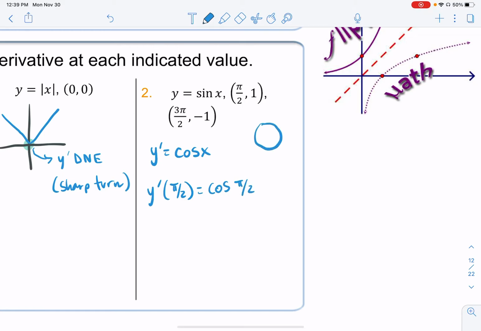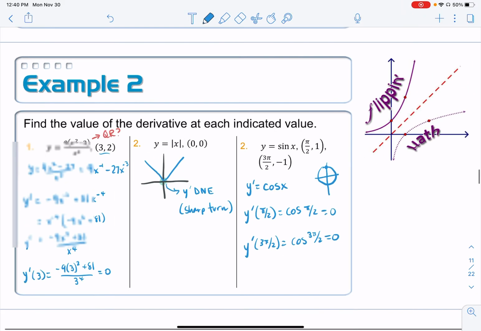Draw a little unit circle here. Pi over 2 is right there. And the value of the x-coordinate there would be 0. You seen a common theme here? So y prime of 3 pi over 2 is the cosine of 3 pi over 2. So 3 pi over 2, this time it's going to occur down here. And again, the x-coordinate for cosine is going to be at 0.